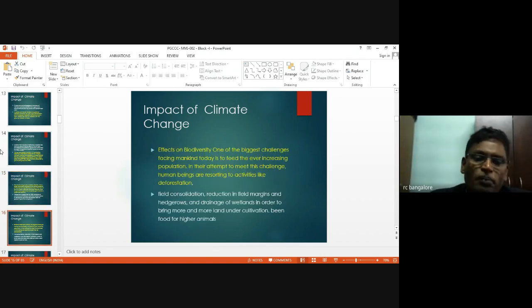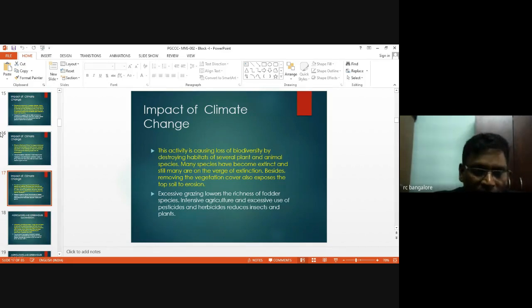Effect on biodiversity: one of the biggest challenges facing mankind today is to feed the ever increasing population. In their attempt to meet this challenge, human beings are resorting to activities like deforestation, field consolidation, reduction in field margins, hedge growth removal, and drainage of wetlands in order to bring more and more land under cultivation, to grow food for the higher animals. So we keep on increasing the land used for agricultural activity. This activity is causing loss of biodiversity by destroying the habitat of several plant and animal species.